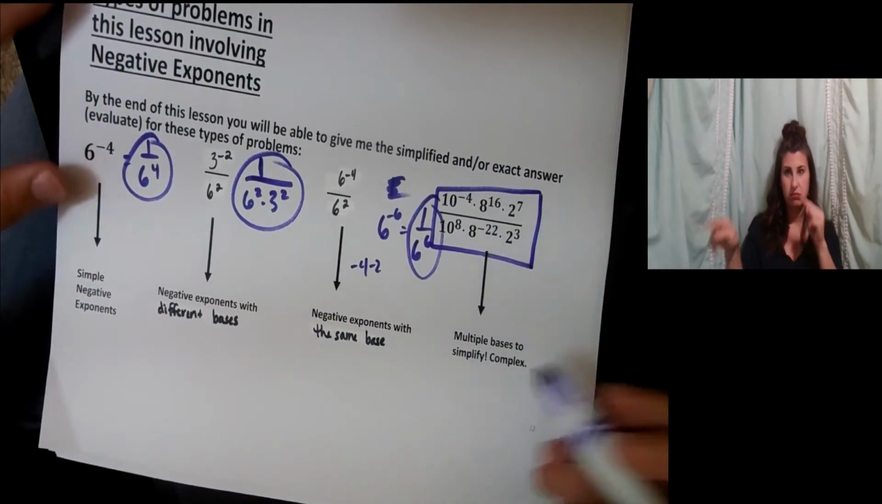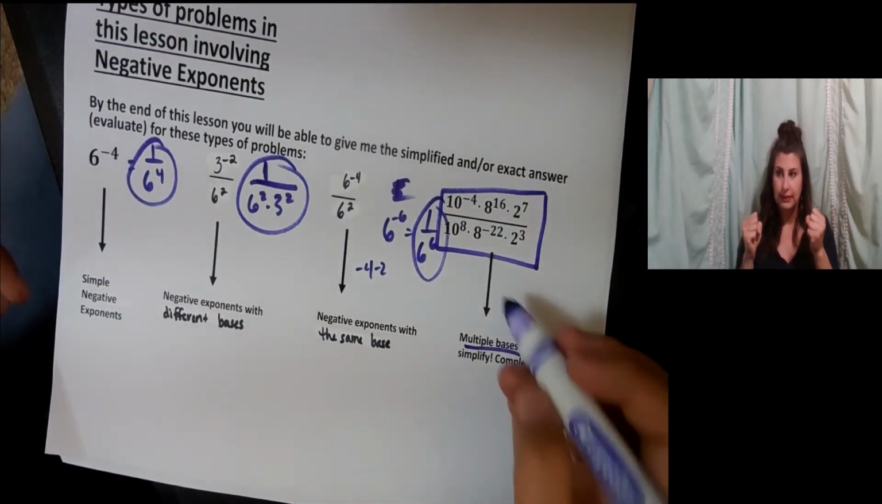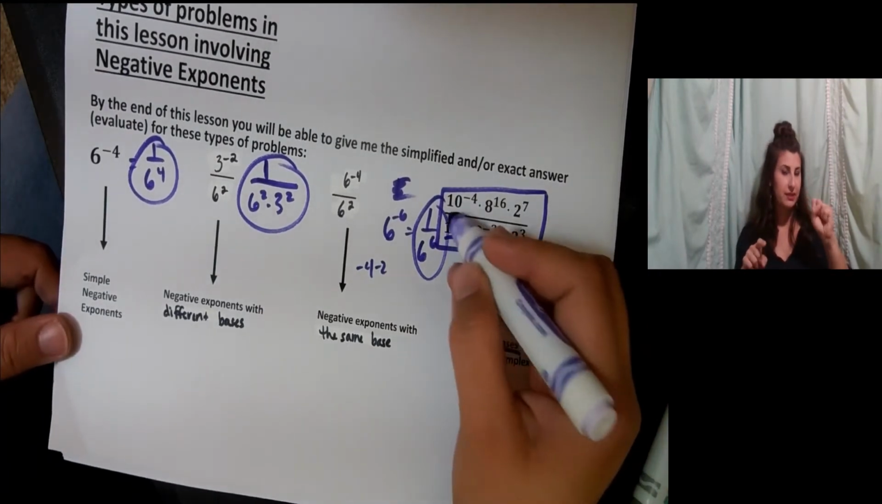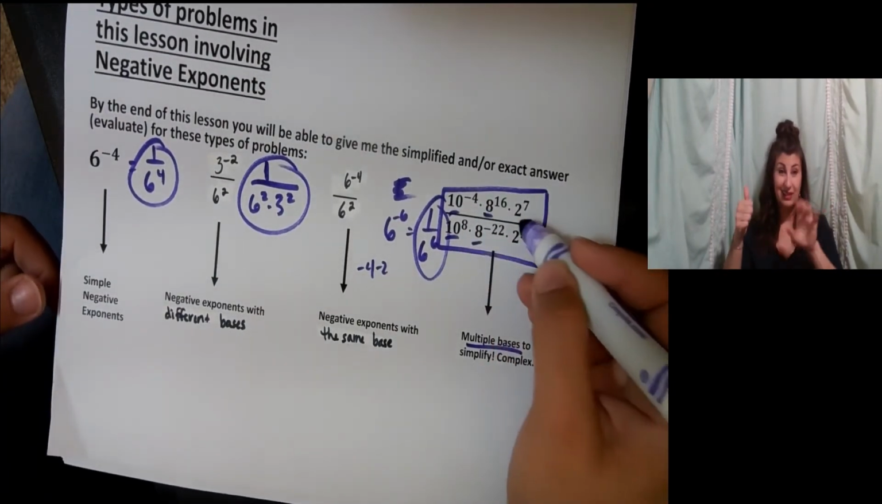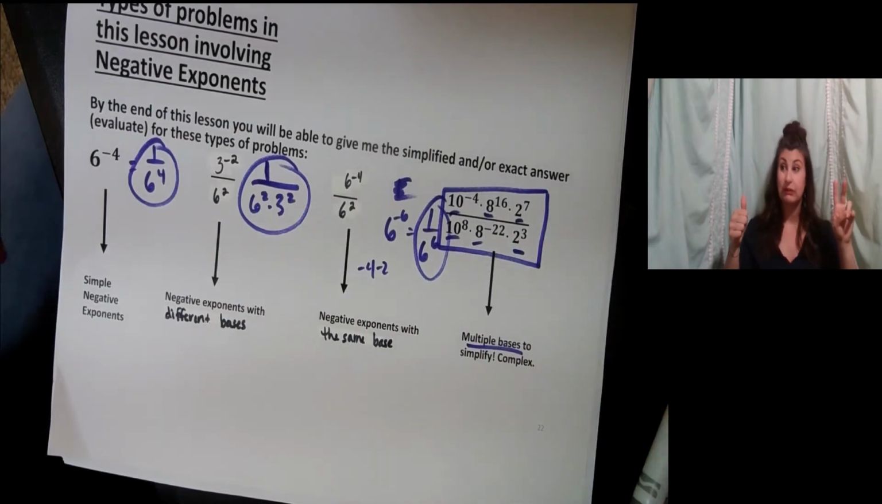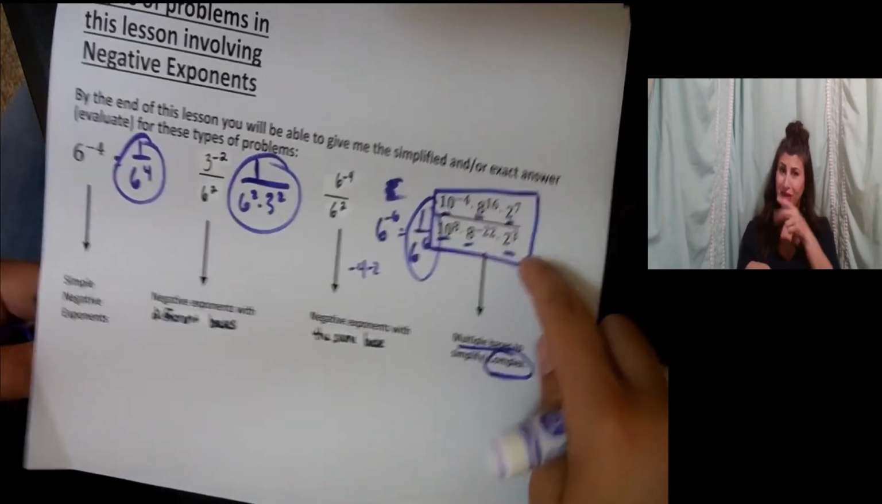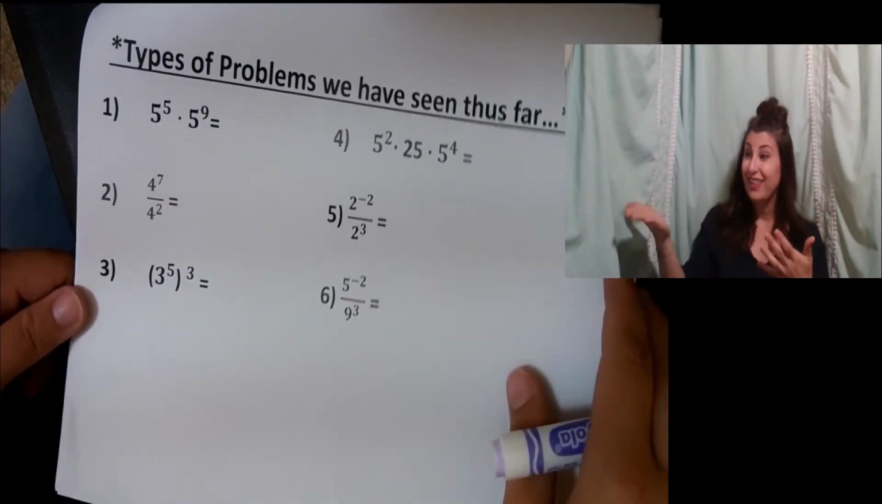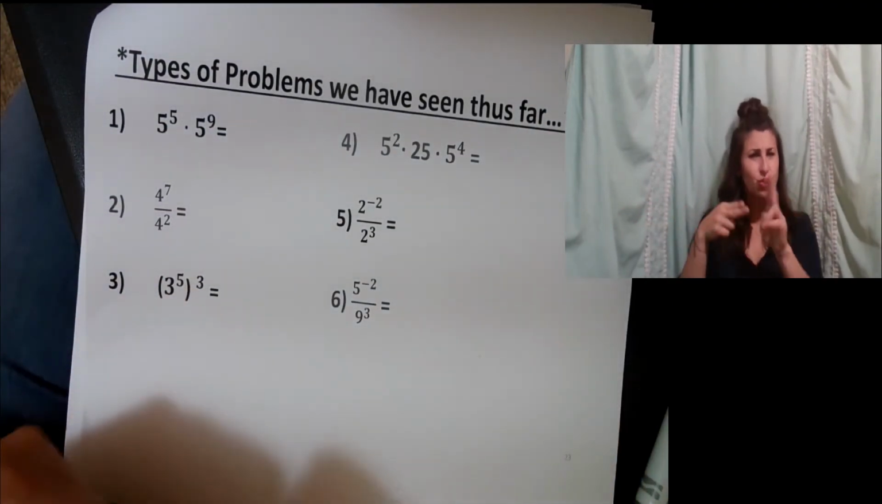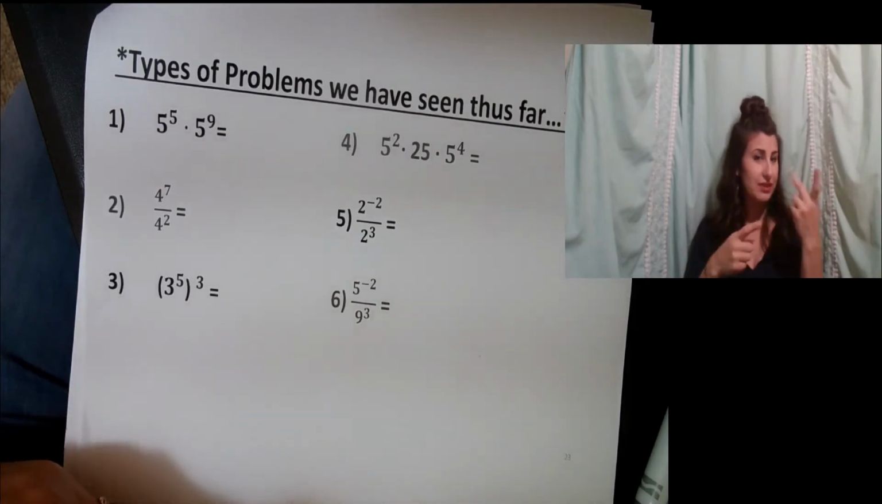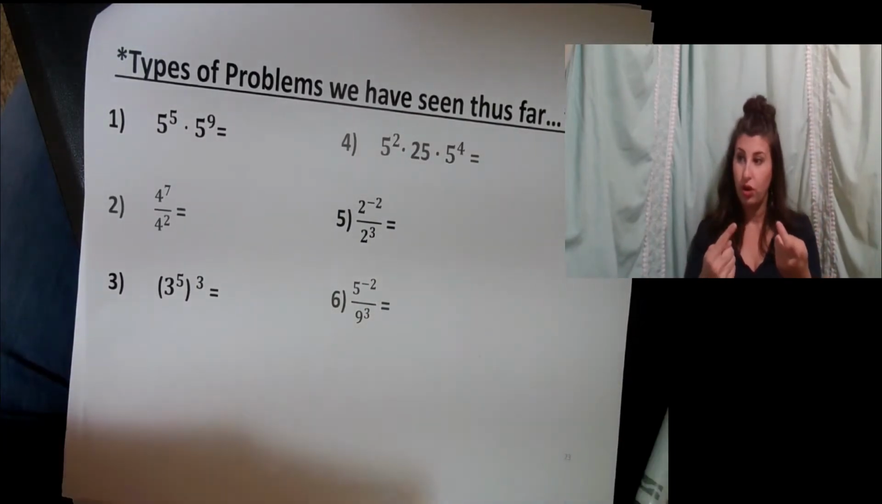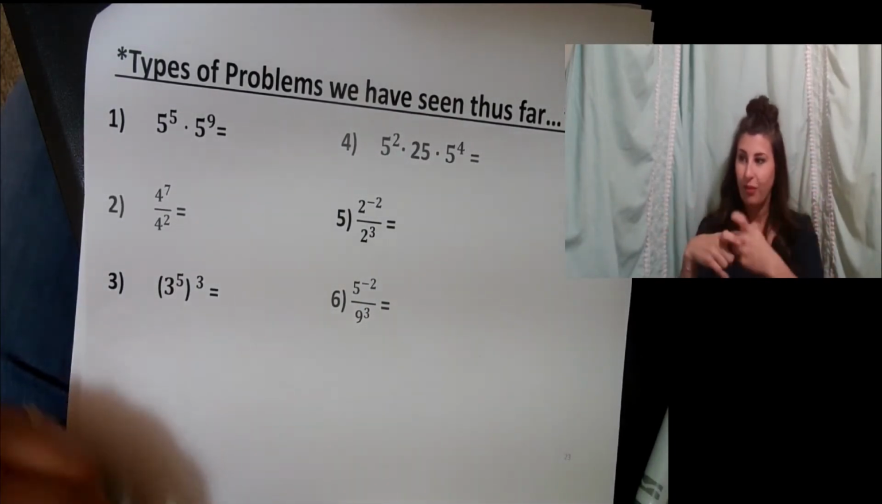Now we're going to be looking at this one when there's multiple bases going on. Here's my bases of 10, my bases of 8, and my bases of 2. These are the complex ones, and these are pretty fun. They look scary. They do, but they're not. Right here, this is just a little review of the types of problems we have seen so far leading up to these complex problems.